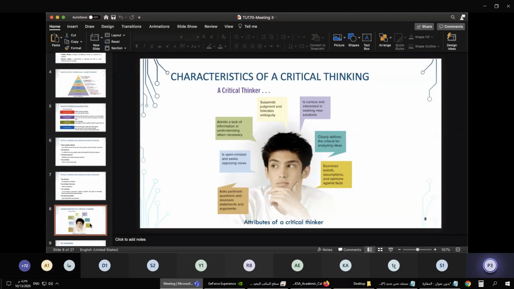Also, a critical thinker has the characteristic of suspending judgment and tolerating ambiguity. So always just wait till the final decision. Never make a very quick judgment. Also, a critical thinker is curious and interested in seeking new solutions. Also, a critical thinker clearly defines the criteria for analyzing ideas. Always analyze the idea in a wider way. Also, a critical thinker examines beliefs, assumptions, and also opinions against facts. So a critical thinker always examines opinions against facts.